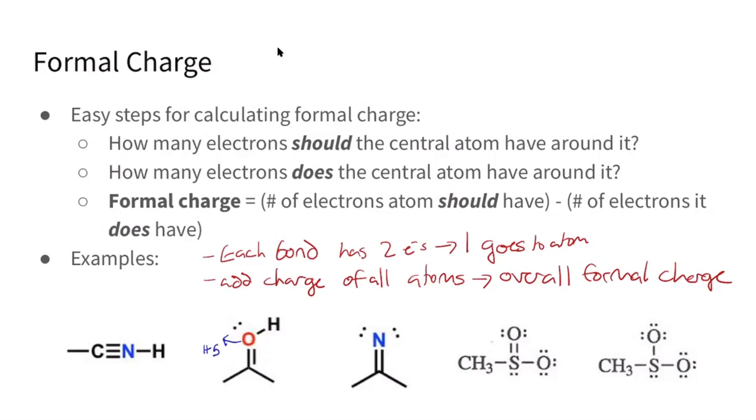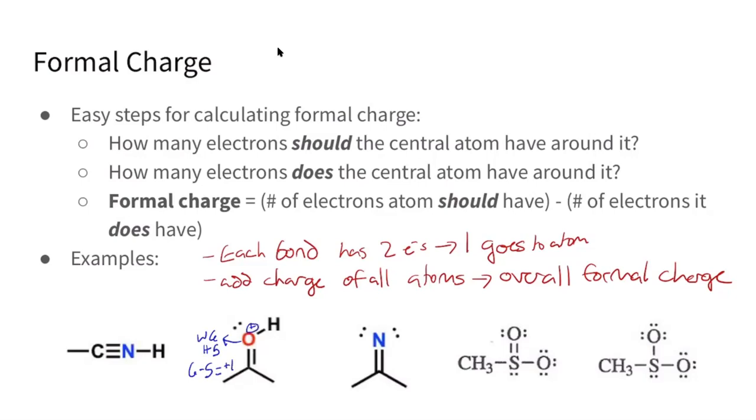And then if you remember, oxygen always wants to have, or should have, 6 electrons around it. So it wants to have 6. So if I subtract 5 from 6, I get +1. So the charge on our oxygen is equal to +1, which I'm just going to show by using a positive charge.